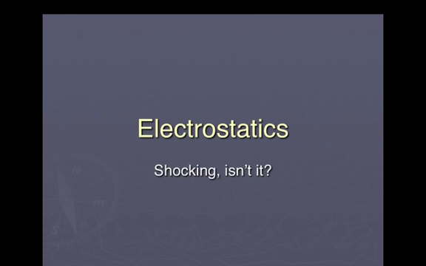Now there are sort of two types of electricity. There is electrostatics, also known as static electricity, and electric current. And there are some similarities, of course, between the way both of those work, but also some things that are very different. So we're going to start off with the idea of electrostatics, also known as static electricity.